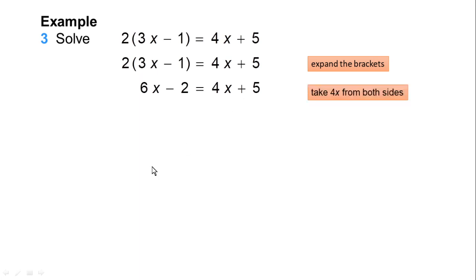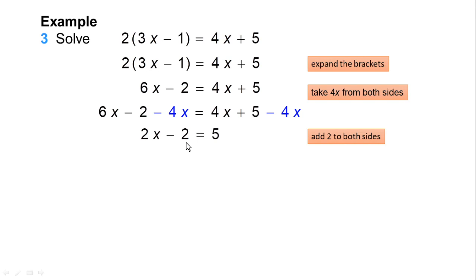After that, I'll take 4x from both sides. If I take 4x from both sides, it will become like this. 4x minus 4x on the right side will become 0. So what will be left behind is the 5. 6x minus 4x is 2x, so it will become 2x minus 2 is equal to 5. Next, I want to remove that negative 2 or minus 2 on the left side, so I'll add both sides by 2, or add 2 to both sides.